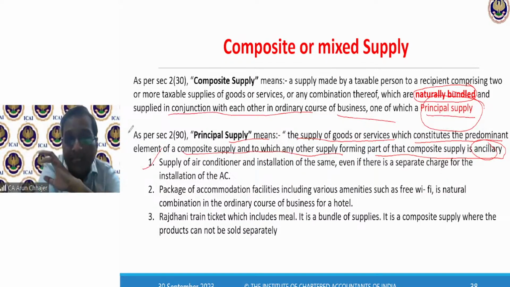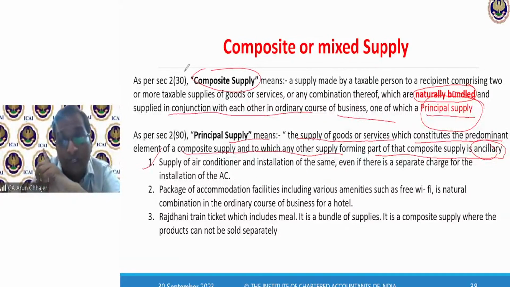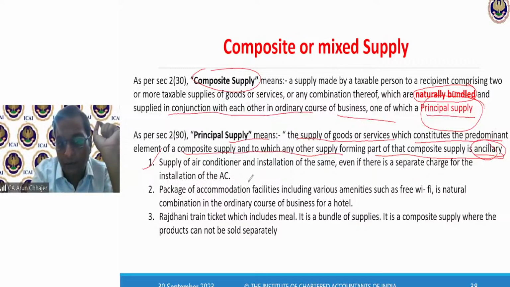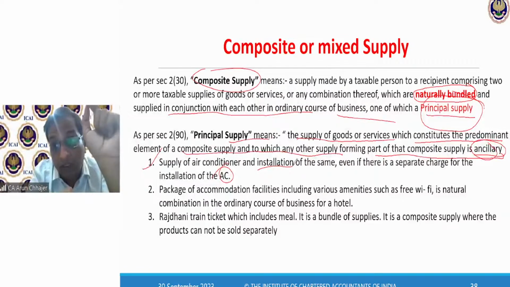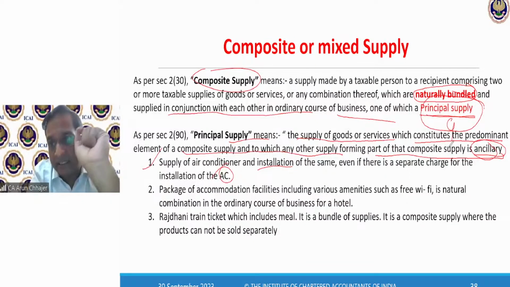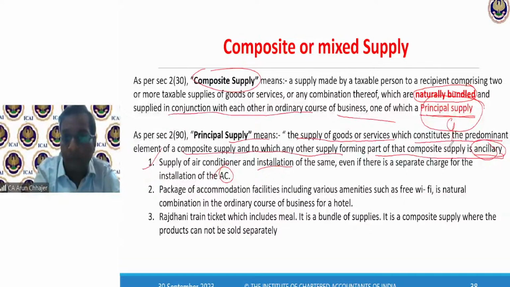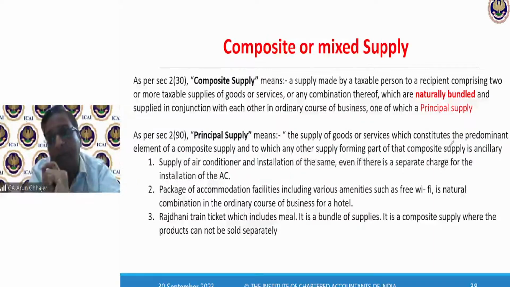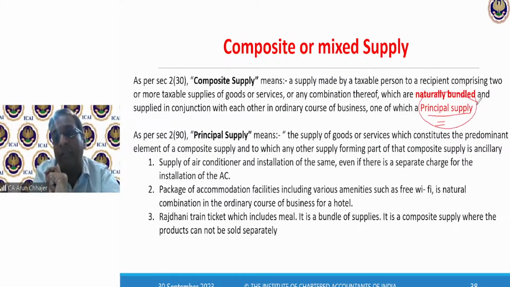They are saying, in case of the composite supply, you have to decide what is the predominant element and what is the ancillary element. In this case, we can say the predominant element is the air condition and the ancillary element is the installation. So therefore, this particular category of the supply is composite supply, wherein the principal supply is goods. Therefore, the entire supply would be treated as supply of goods. And the rate which is applicable on the composite supply would be the rate which is applicable on the principal supply.